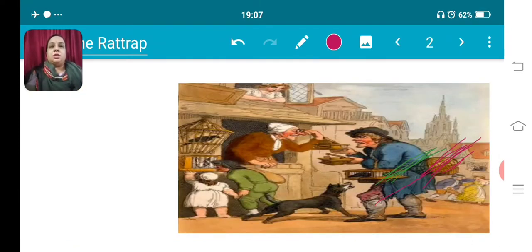In this picture, you can see a man with rat traps. What is a rat trap? It is a device for catching rats. But here in the story, this word rat trap symbolizes a situation that offers no prospect of improvement.